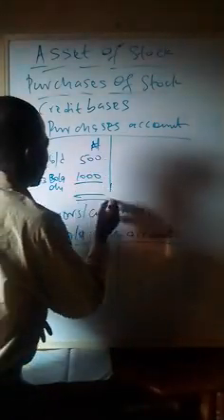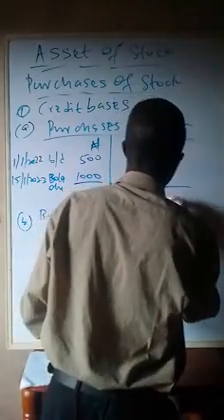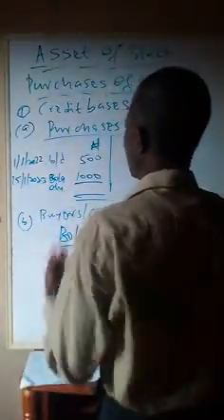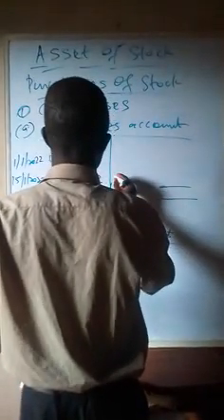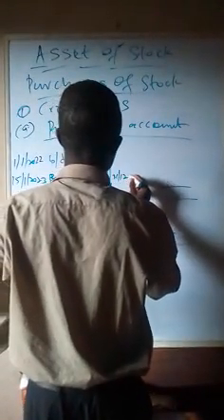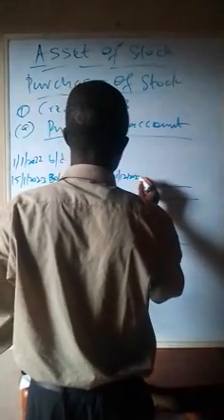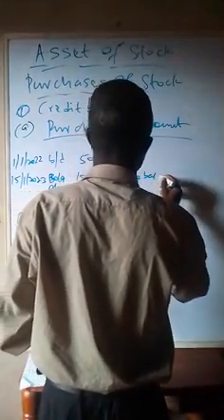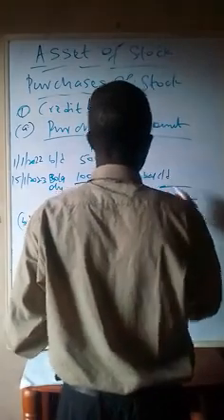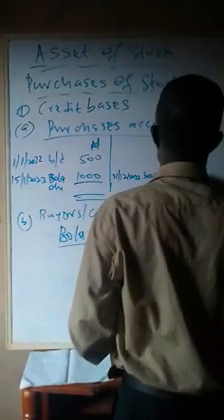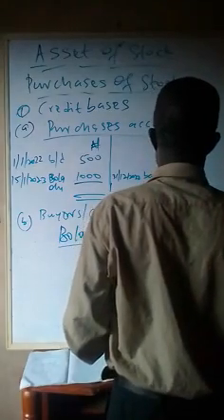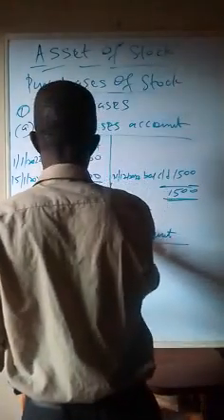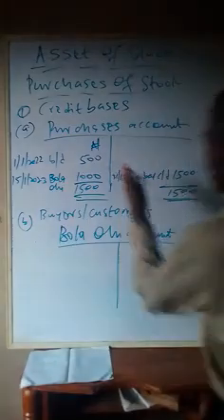Then you balance it off. Let's assume at the end, on 31st December 2022, balance CD, balance carried down, is going to be 1,500. So it has increased.